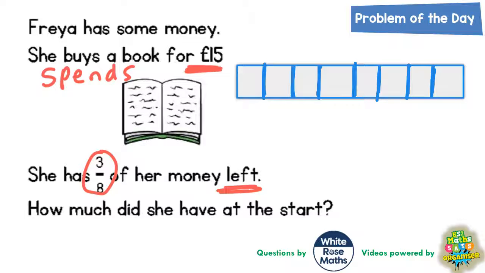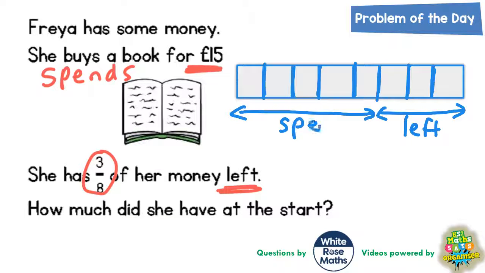Now, it says that she's got 3/8 of her money left. So if we put an arrow spanning across 3 out of the 8 pieces, that's how much she's got left, which means the other 5 pieces must be what she spent. Now, it doesn't actually use the word spent, but if she's buying a book for £15, that's another way of saying she spent £15. So these 5 pieces, or what she spent, is worth £15.